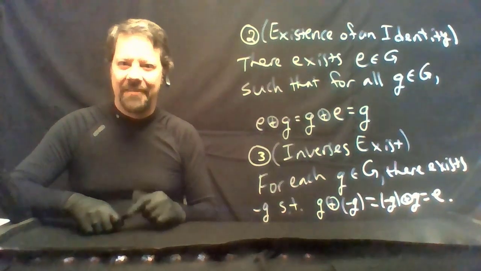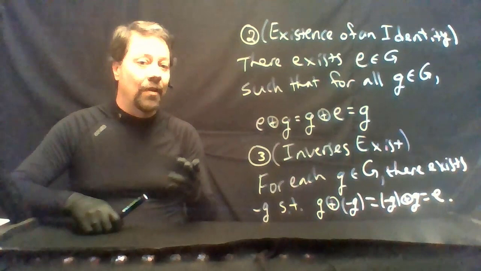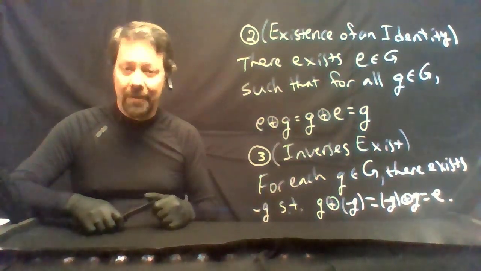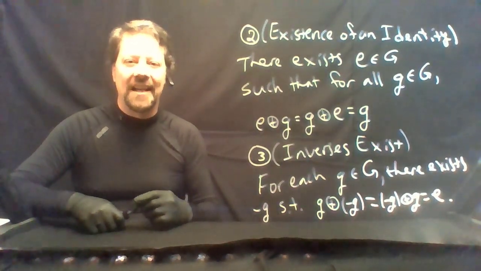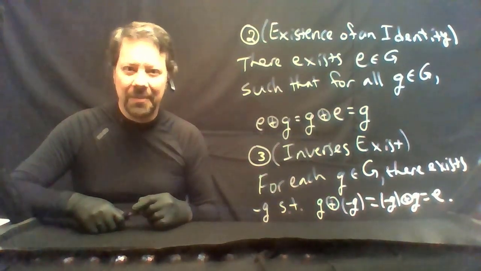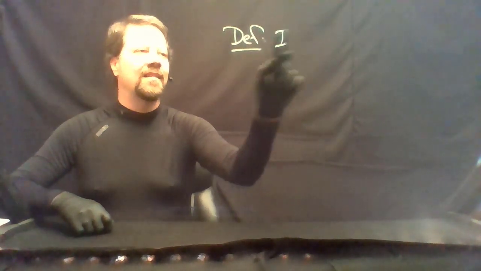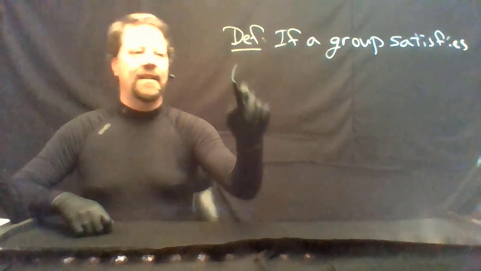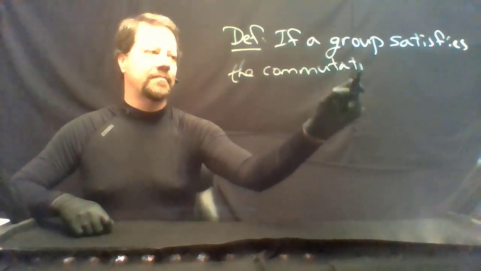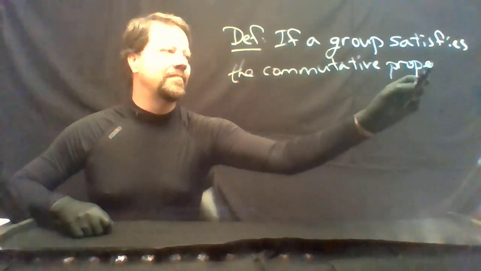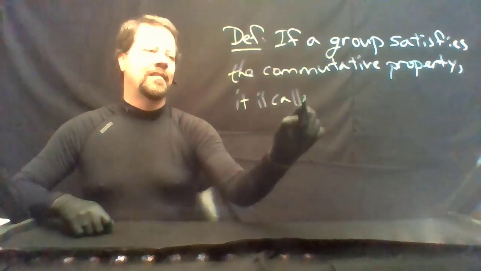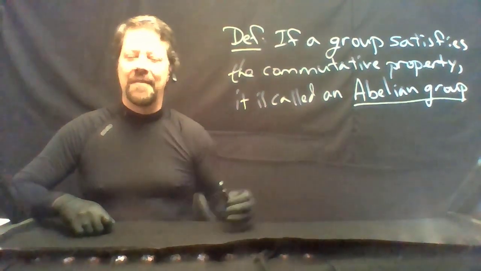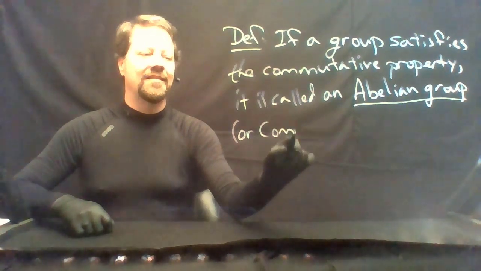Note what is missing from this definition of a group. We did not assume the commutative law. Many groups are not commutative. Now, if we want the group to satisfy the commutative law of addition, we have to assume that. And then the group is called an abelian group or a commutative group. If a group satisfies the commutative property, it is called an abelian group, after the famous mathematician Abel, or commutative group.